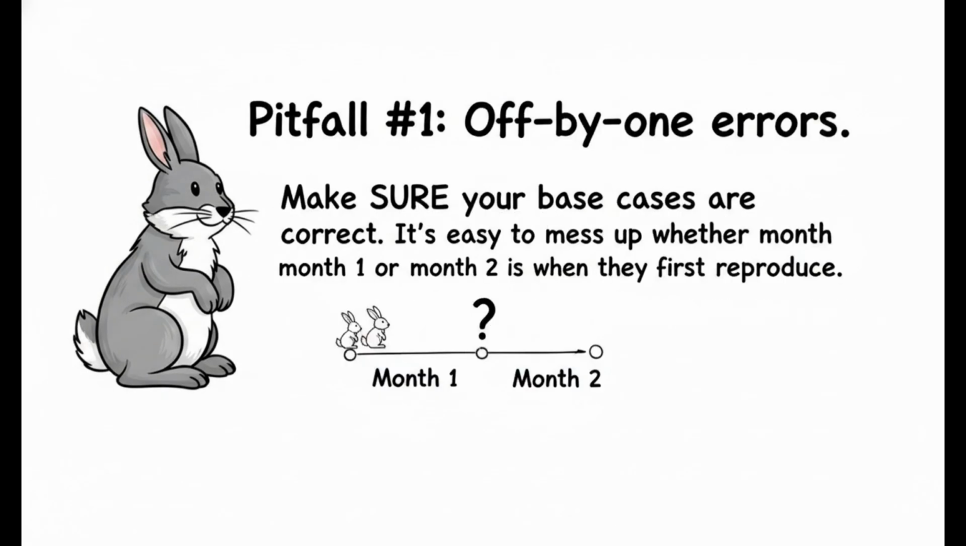Mistakes to avoid. Pitfall number 1. Off by 1 errors. Make sure your base cases are correct. It's easy to mess up whether month 1 or month 2 is when they first reproduce.